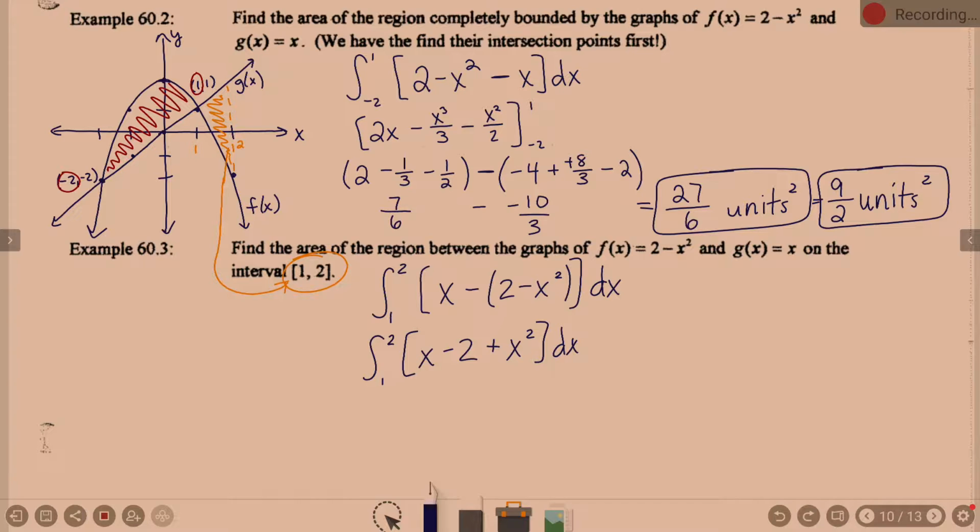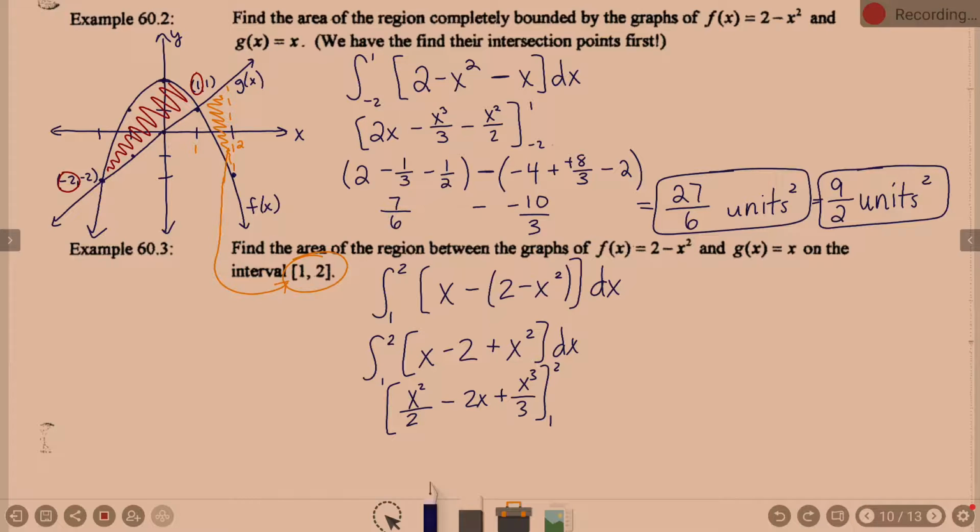Okay, integral of x, 1/2 x squared, or x squared over 2, minus integral of 2, 2x, plus integral of x squared, 1/3 x cubed, or x cubed over 3, evaluated from 1 to 2. No negatives to plug in this time.